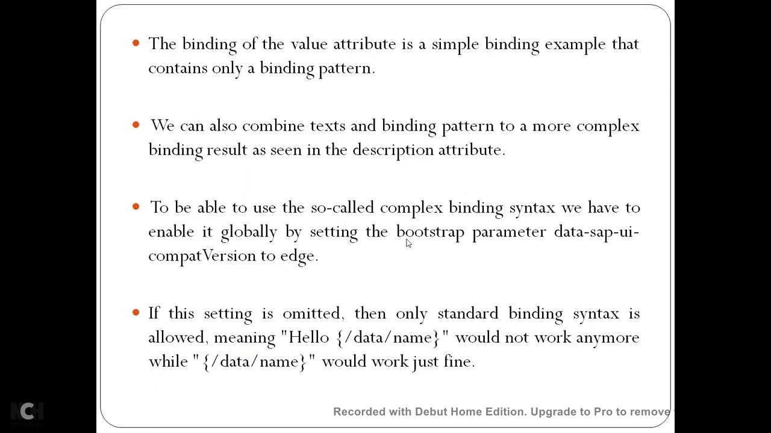This is our index.html. The binding of the value attribute is a simple binding example that contains only a binding pattern. We can also combine text and binding pattern to a more complex binding result as seen in the description attribute. To be able to use the so-called complex binding syntax, we have to enable it globally by setting the bootstrap parameter data-sap-ui-compatVersion to edge. If this setting is omitted, only the standard binding syntax is allowed, meaning "Hello {data/name}" would not work anymore while {data/name} would work just fine.